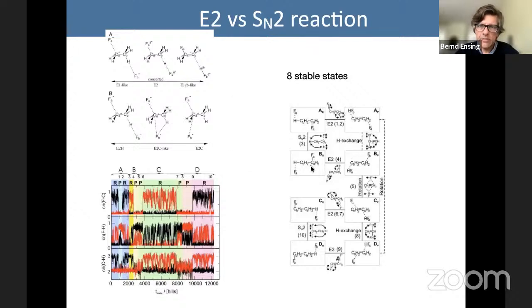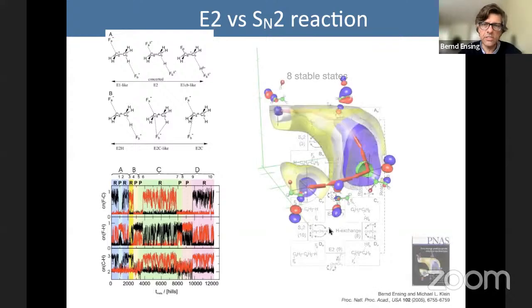So we have 8. Each one here is a reactant or a product state, just exchanging fluorines, right? And so you have a hydrogen exchange, or an SN2 reaction, or an E2 reaction, etc. And yeah, we managed to sample all of those, but of course there was no hope to converge the free energy landscape. It was too complicated. In 6 dimensions with metadynamics, you can only hope to escape the minima and hop from one to the other with big Gaussians. But at least in those days we could not converge the landscape.